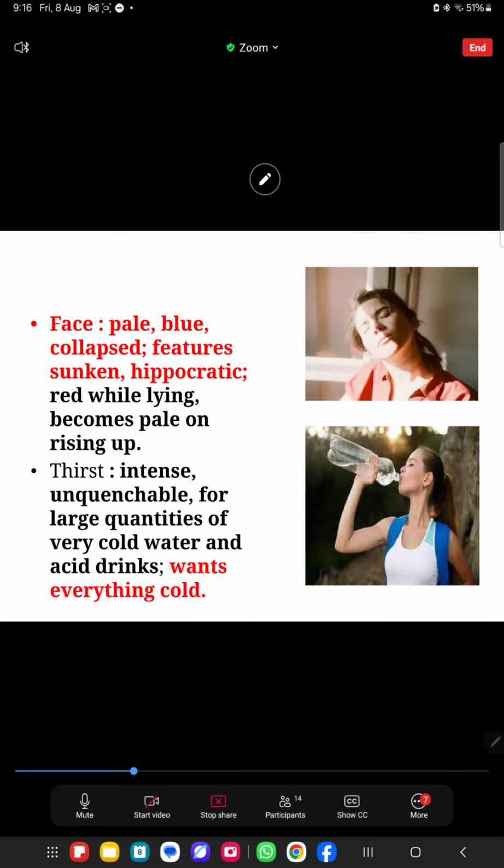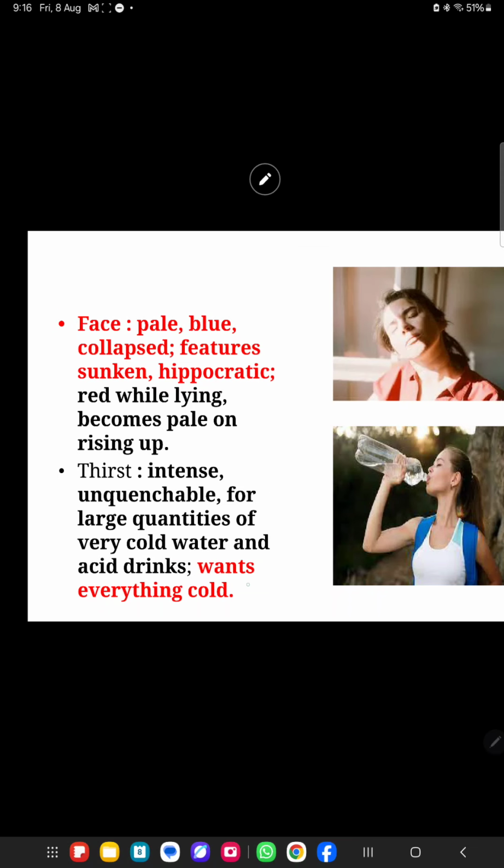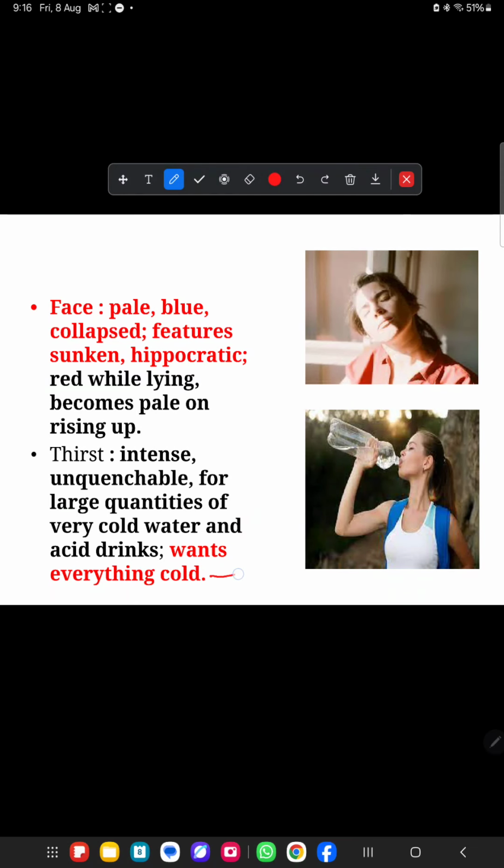But here it is mentioned that the patient wants everything cold. This point again I want to correlate with another medicine. Craving for ice. Which medicine?